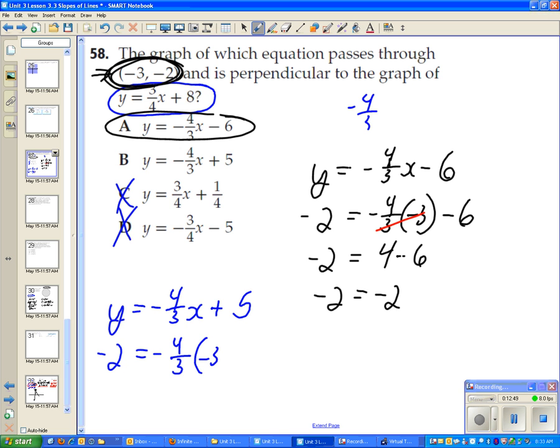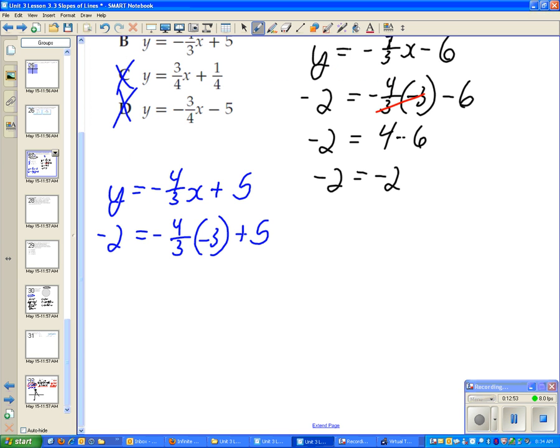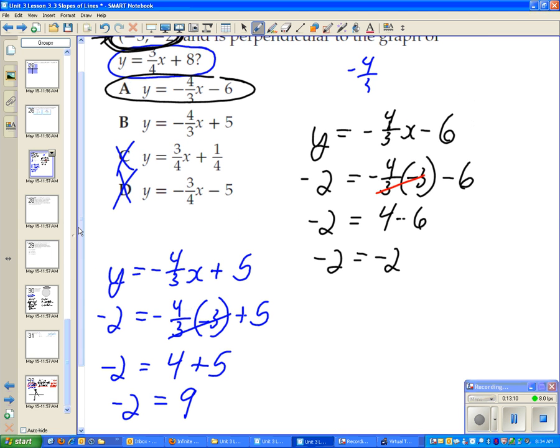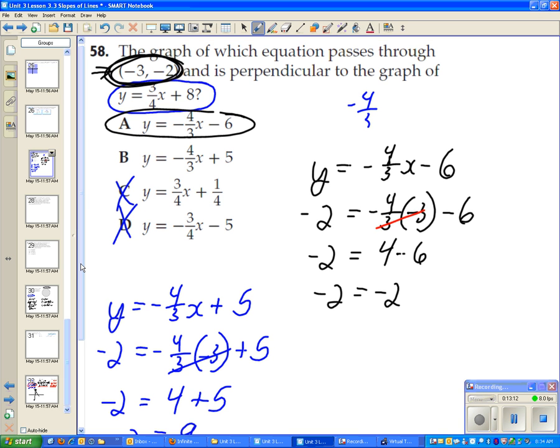Let's put the -3 in for x. And let's see what happens. I get -2 over here. Negative times negative is positive. The 3's divide out. I get a 4 plus 5. So I'm saying that -2 equals 9. And that's not true. So that means that the point (-3, -2) is not a solution of that equation. So we were right. The answer is A.